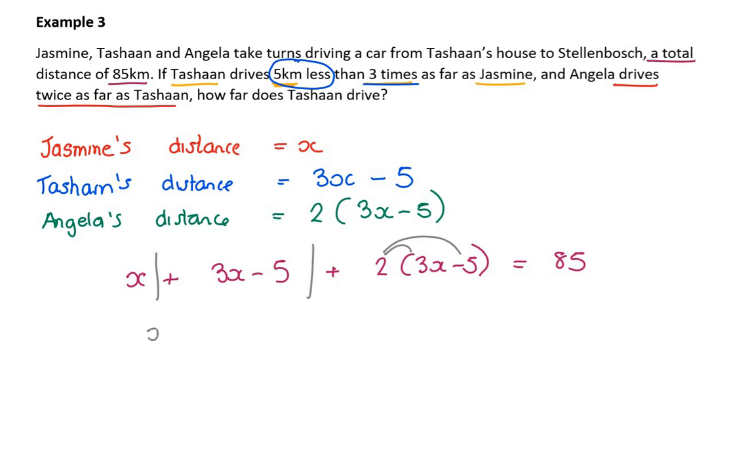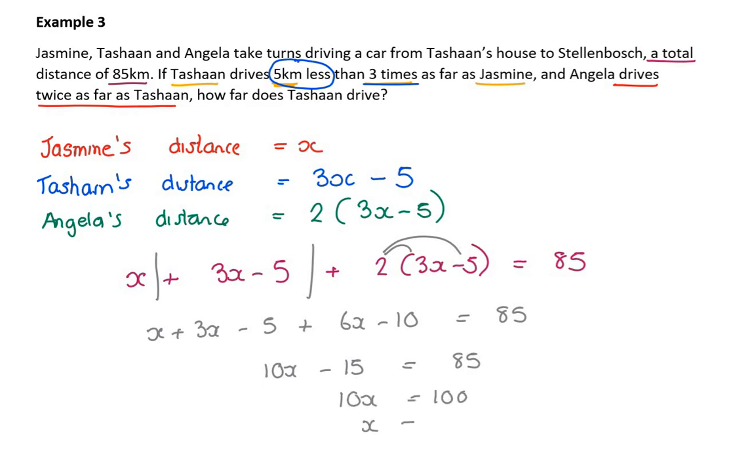So I actually get x plus 3x minus 5 plus 6x minus 10 equals 85. So this is a lovely linear equation again. So I actually now get 10x minus 15 is 85. So if I add 15 to both sides, I actually get 100. And if I divide by 10, I get 10 kilometers.